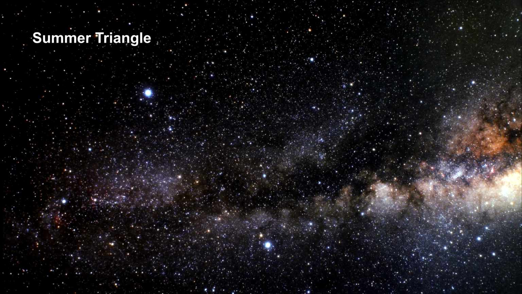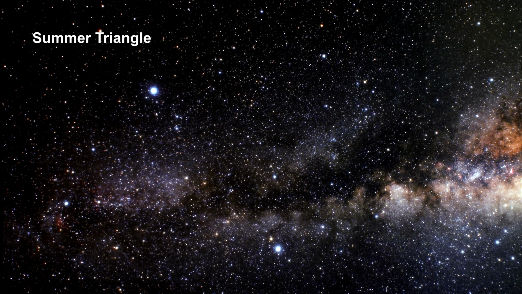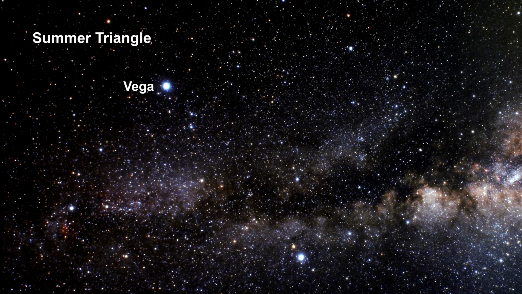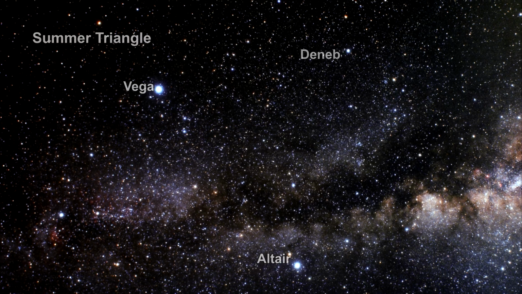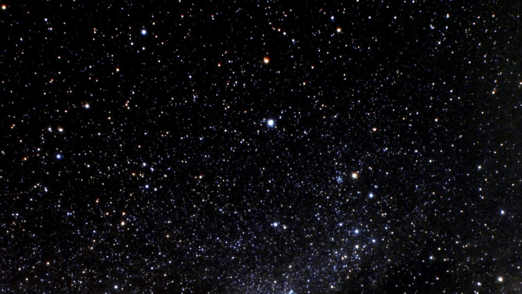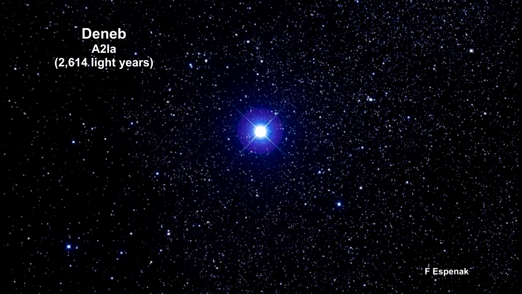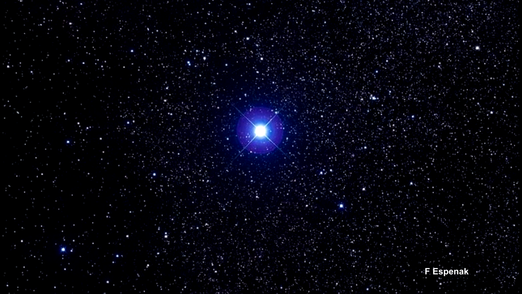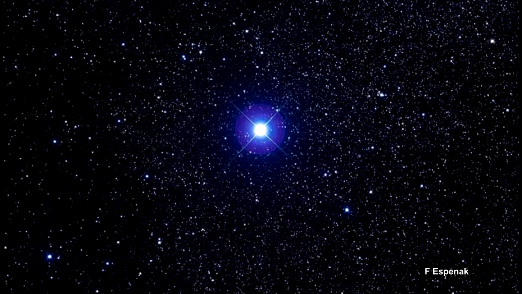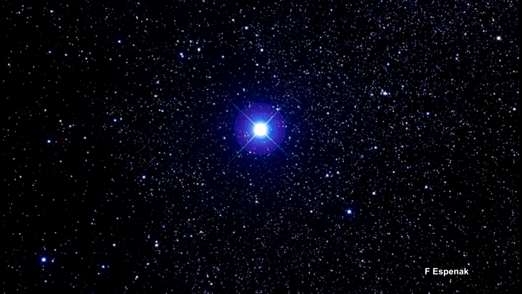Here we see the Summer Triangle, a giant triangle in the sky composed of 3 bright stars, Vega, Altair, and Deneb. Deneb is a blue-white supergiant. It's one of the biggest white stars known, at 203 times the size of the Sun and around 19 times more massive. Deneb's solar wind is blowing away material at a rate that results in its losing mass 100,000 times faster than our Sun.